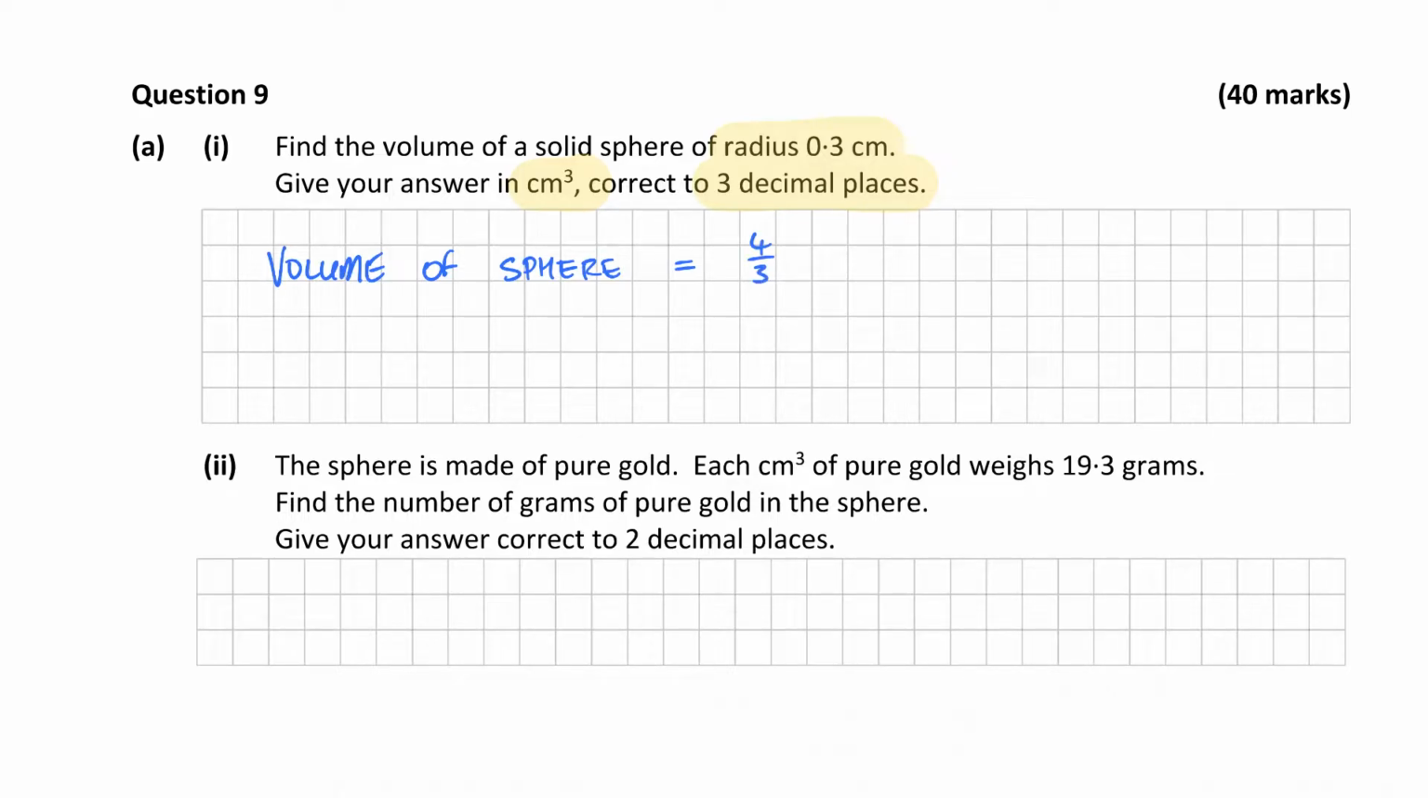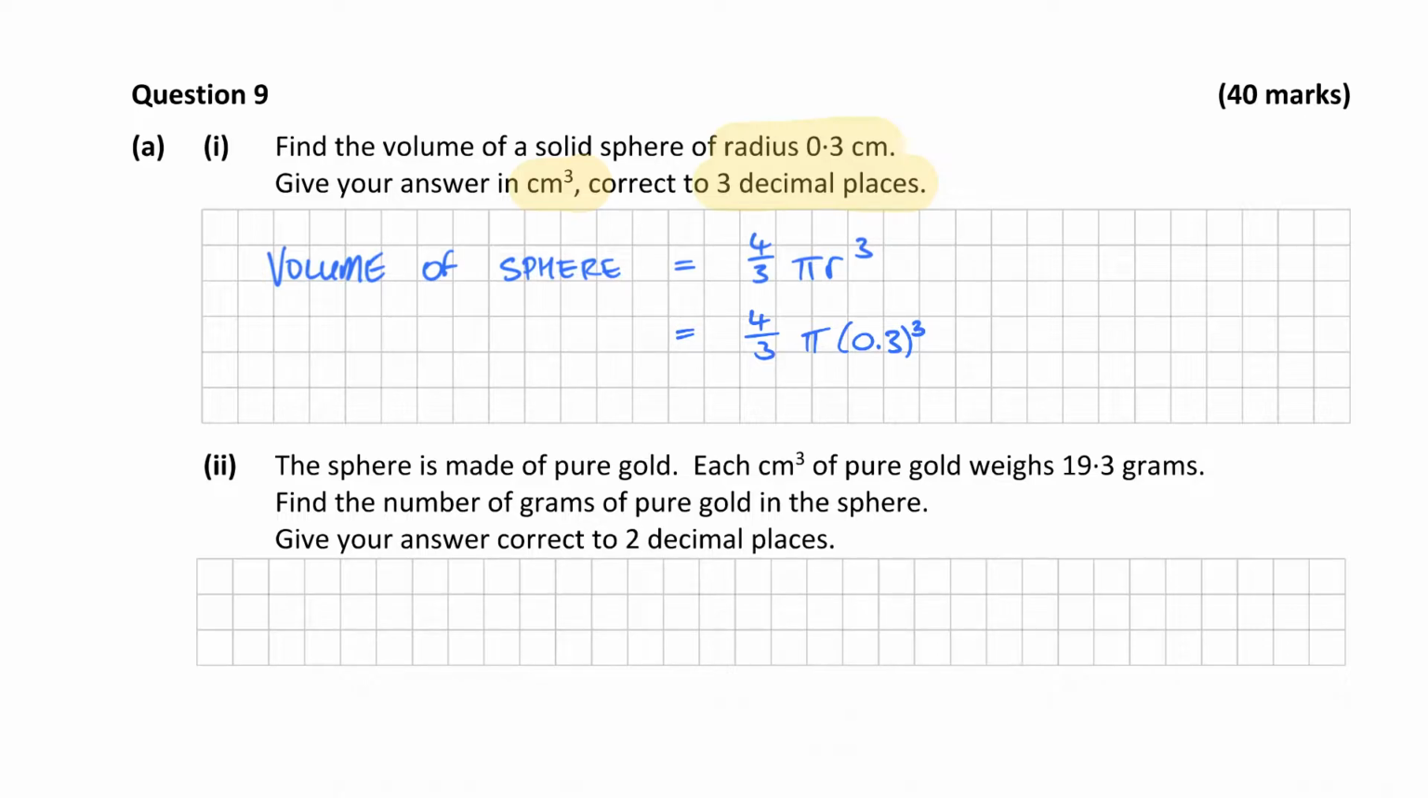4 over 3, like I said, pi r cubed. All we need to do now is put in the numbers. We're looking to calculate the volume, so we fill in the numbers, and the number in this case is r. So instead of r, I can put in 0.3. That turns into 4 over 3 pi. We're going to use the pi button on the calculator, and r cubed is going to be 0.3 cubed.